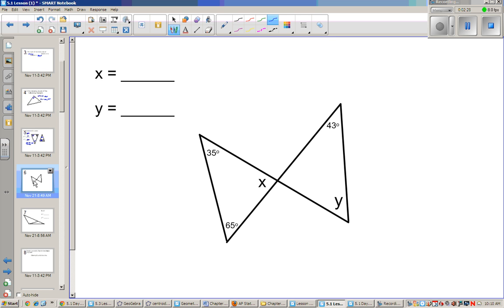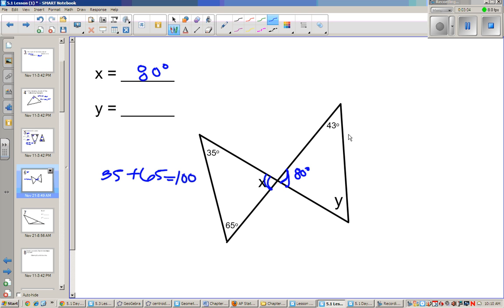Using the same property we just used, triangles have to add to 180 degrees. All right, go ahead and check your answers. I hope you looked at it and saw that x was easy to find. You did 35 plus 65, which gives you 100. And then 180 minus 100 leaves us with 80 degrees for x. And one thing we've already talked about in chapter 2 was that this angle and this angle are vertical angles, so they're congruent. So if x equals 80, this angle has to equal 80.